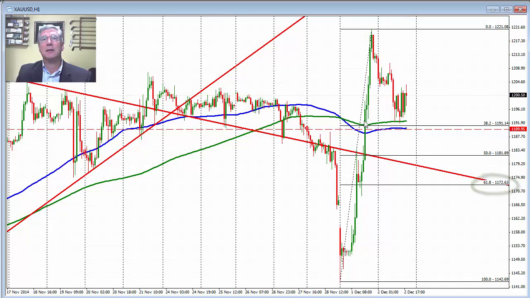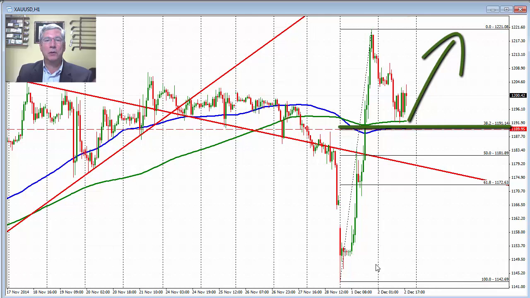Where do we go? Let's take a look at the hourly chart. Right to the 200-hour moving average, right to the 100-hour moving average, right to the 38.2% retracement, and move to the upside. So good support right here. As long as we stay above this level, it's bullish for gold.